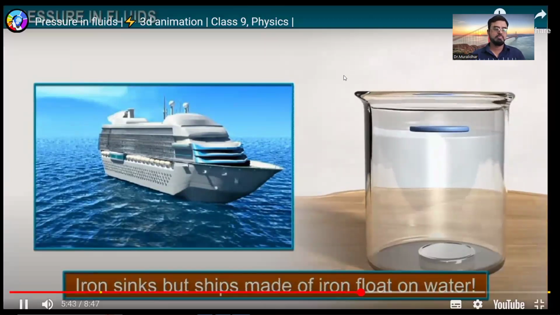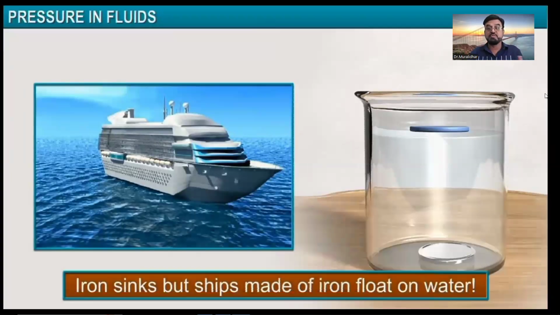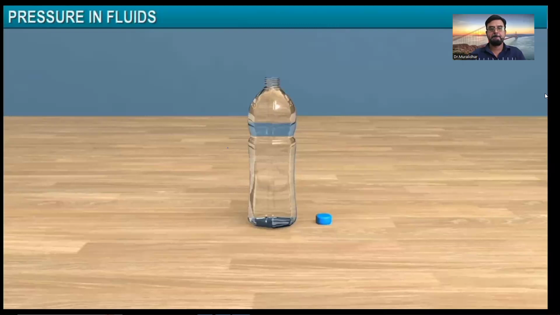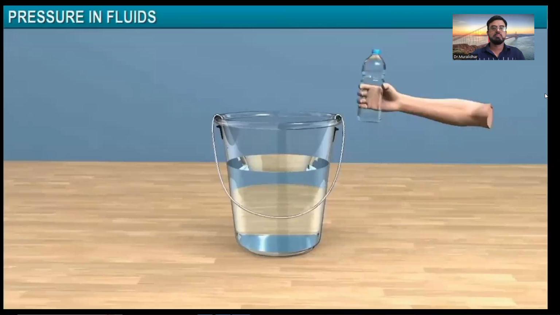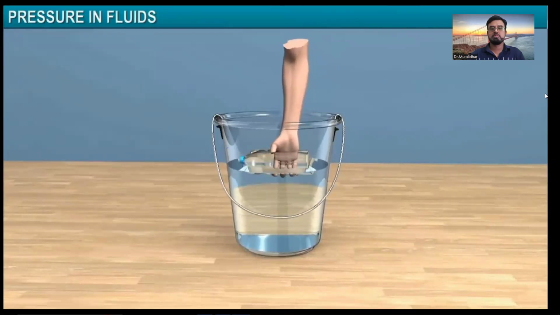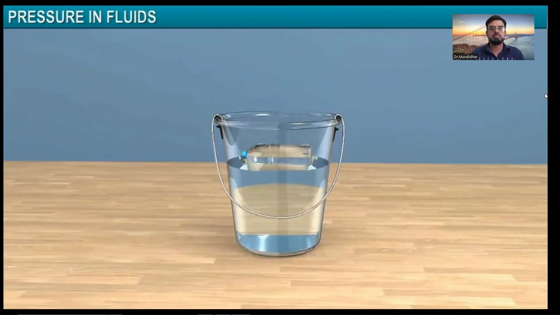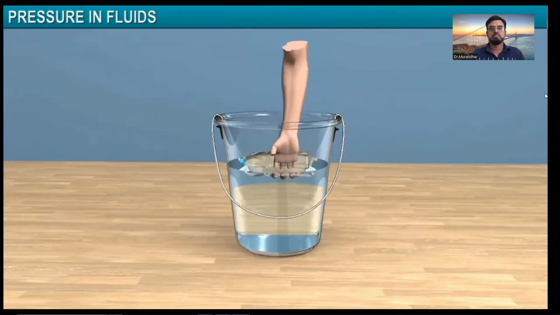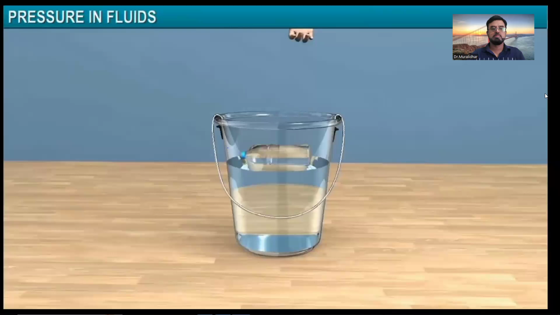To better understand why a ship, while being very heavy, floats, let's look at a simple everyday example of buoyancy. Take an empty plastic bottle and close its cap airtight. Put the bottle in a bucket filled with water. Then, try to immerse the bottle in water. You'll observe that attempts to push the bottle down in the bucket are unsuccessful, and the bottle floats on water, even though the density of glass is higher than that of water.